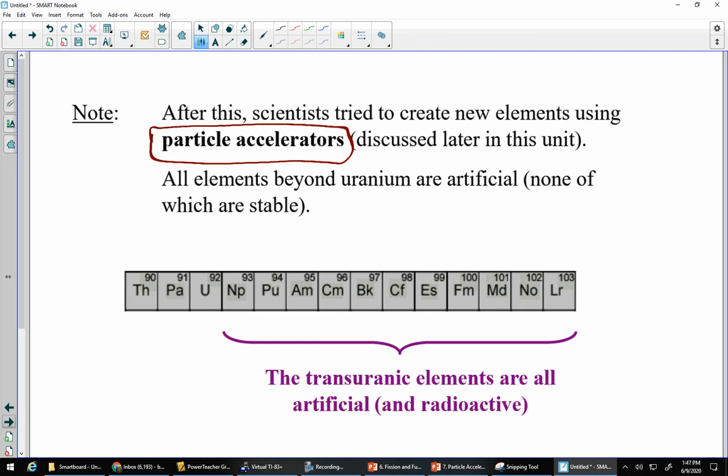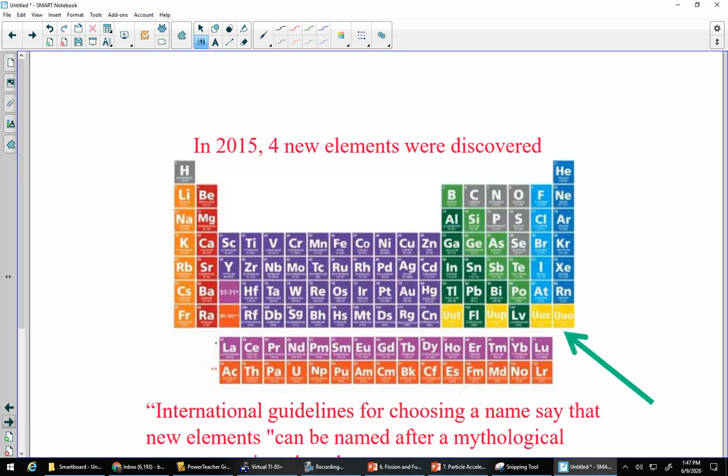People started to use particle accelerators to essentially smash things together and see what happens. We'll talk about that more as we go through. Turns out all the elements beyond uranium are actually artificial, which means none of them are really stable. So check it out on your periodic table. It's kind of neat. There's a whole bunch that never show up in nature, but humans have created.